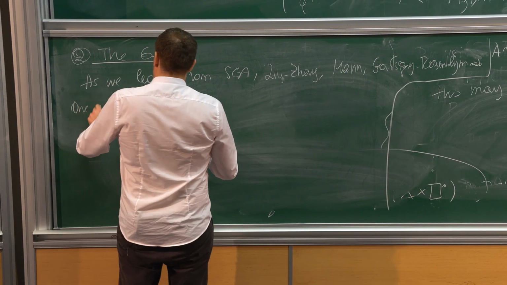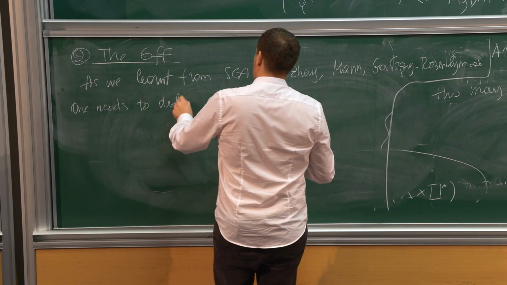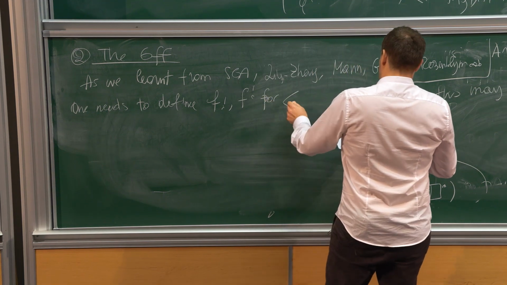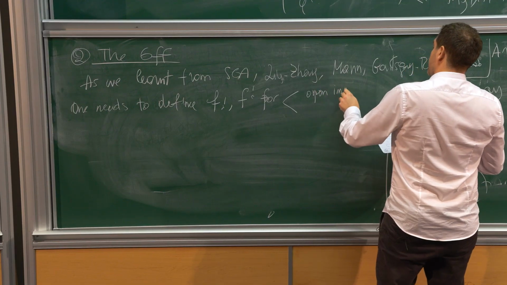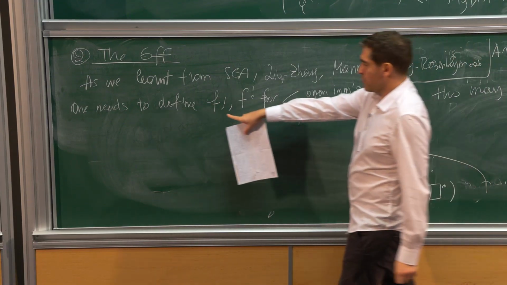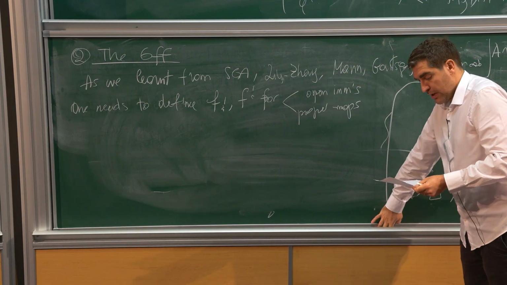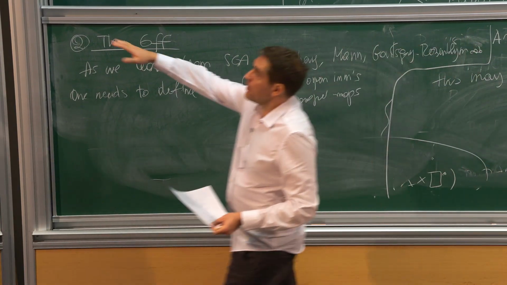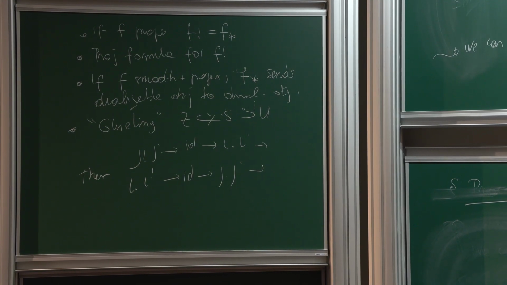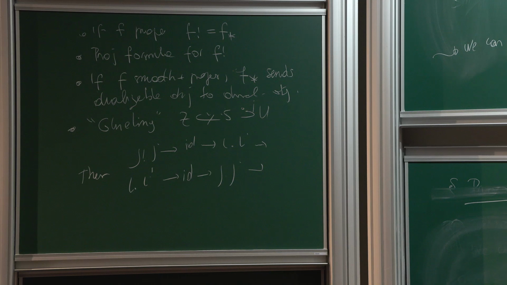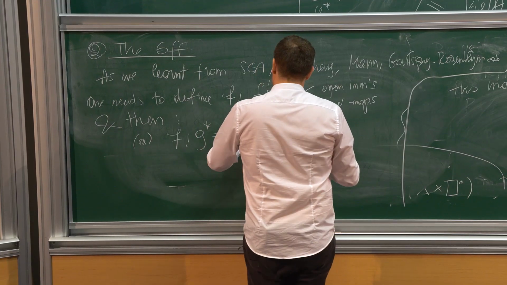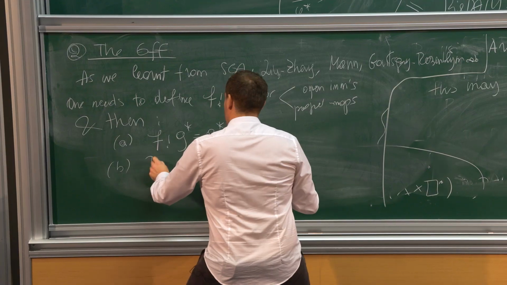So one needs to define f lower shriek and f upper shriek for open maps, open immersions, and proper maps. Well, for proper maps, we are forced to put f lower shriek equals f lower star. And for open immersions, we are somehow forced to impose this localization diagram. Of course, that does not suffice. And then prove a lot of compatibilities, namely proper base change. Maybe a projection formula.